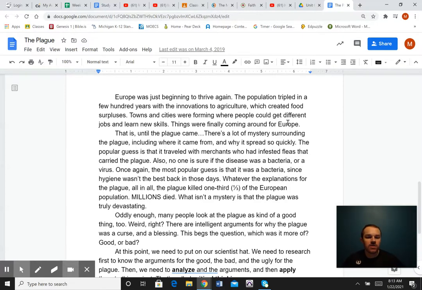So here we go. It says, Europe was just beginning to thrive again. The population tripled in a few hundred years with the innovations to agriculture, which created food surpluses. A surplus is when you have extra food, okay? So not only did they have enough, they actually had extra. Towns and cities were forming where people could get different jobs and learn new skills. Things were finally coming around for Europe. That is, until the plague came.